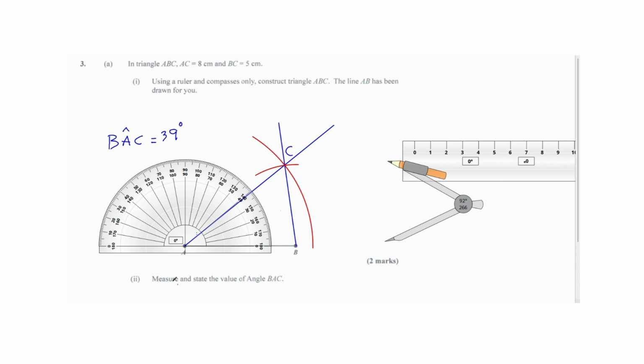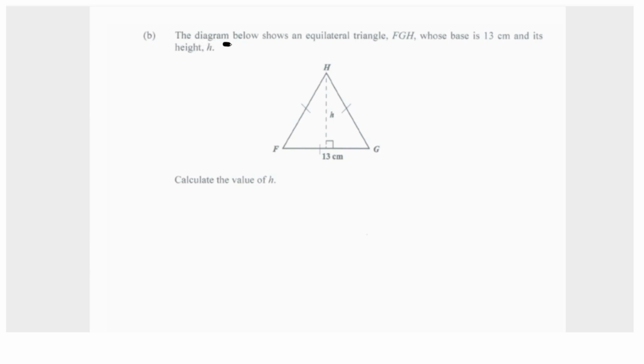Okay. Part B. So the diagram below shows an equilateral triangle FGH whose base is 13 centimeters and its height h is given here. So you're required to calculate the value of h, which is this measurement here. So we have a right angle triangle and we're going to apply Pythagoras theorem to this. So let's annotate the diagram here. Means that this side here would be 13 centimeters. And from here to here would be 6.5 centimeters in the right angle triangle.